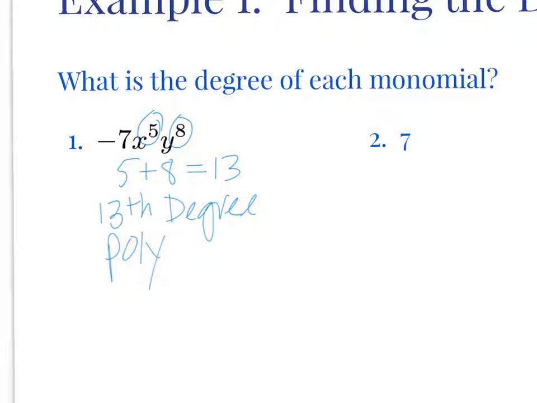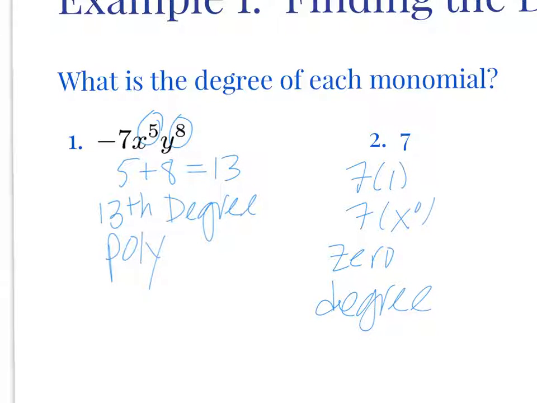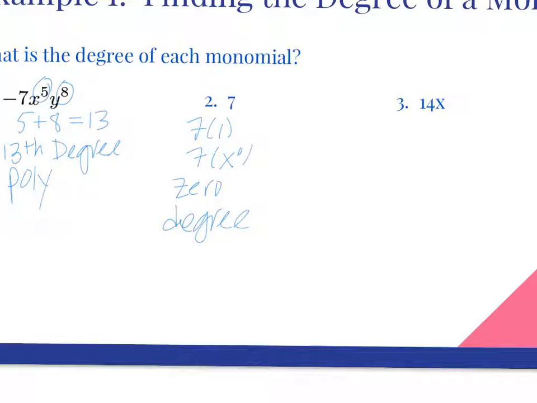For number 2, since 7 really equals 7 times 1, which is 7 times x to the 0, this is a 0 degree polynomial. For number 3, we have 14x. X is to the first power, so it's a first degree polynomial.